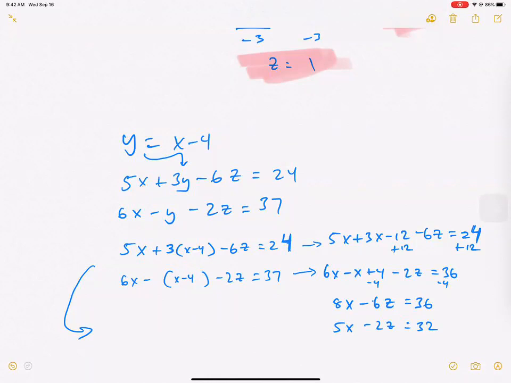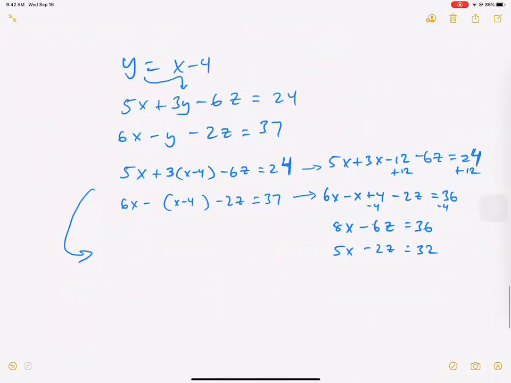Okay, so hopefully you guys were able to get to this point by yourself, where we have two variables and two equations now. We started with 3. We plugged in one of the variables using substitution, and now we're left with only 2 variables with 2 equations.